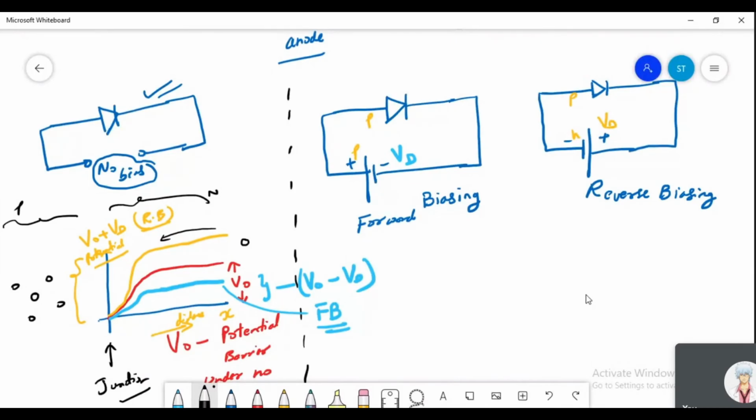Now coming back to forward biasing, if you look at the polarity of the external supply, then the current must flow like this. This is the direction of the current flow of the diode under forward bias condition. I will represent it by IF, with a subscript F. And in the other case, the reverse biasing, the direction of the current flow is like this. I will represent it by IR.